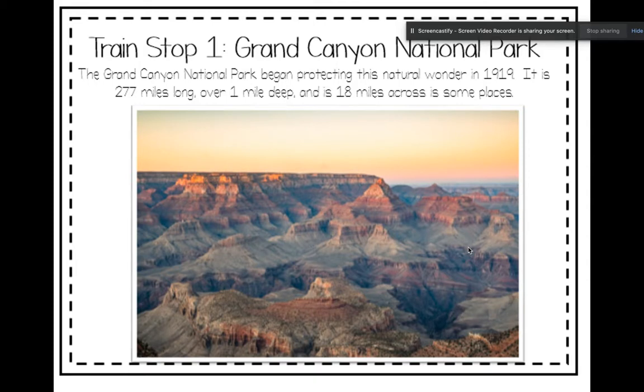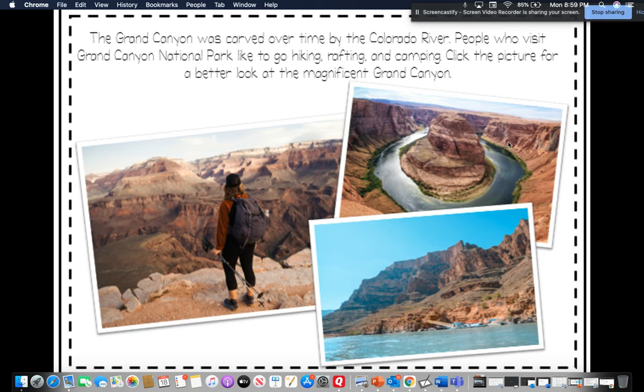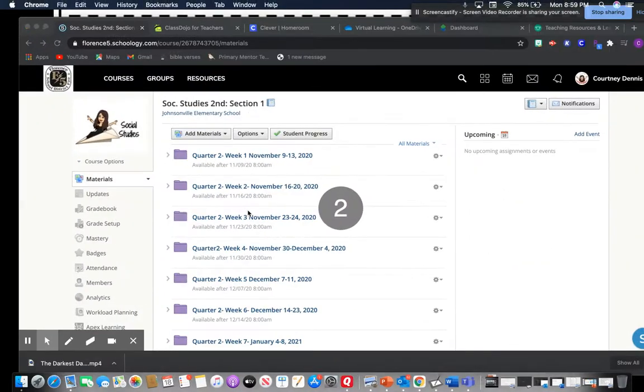So our first stop is the Grand Canyon National Park. The Grand Canyon National Park began protecting this natural wonder in 1919. It is 277 miles long, over 1 mile deep, and 18 miles across in some places. Look how big that is. The Grand Canyon was carved over time by the Colorado River. People who visit the Grand Canyon National Park like to go hiking, rafting, and camping. So we are going to click some of the pictures to get a better view.